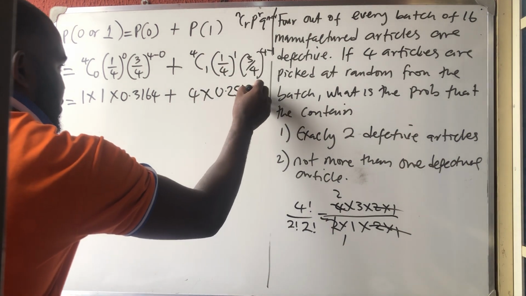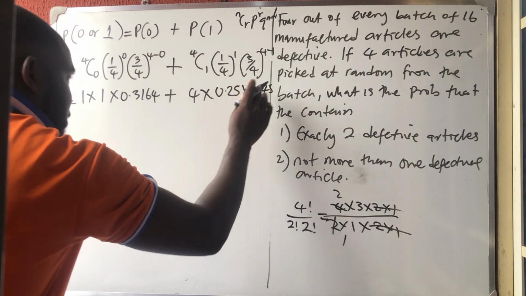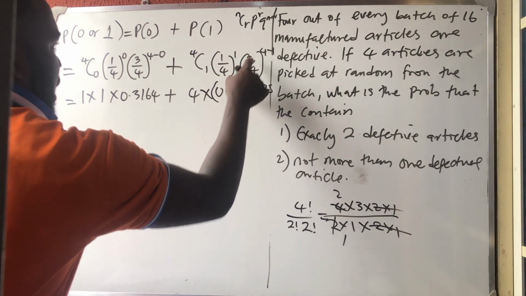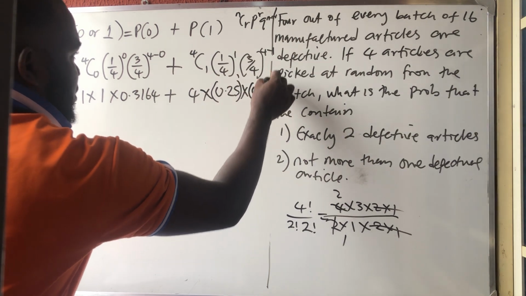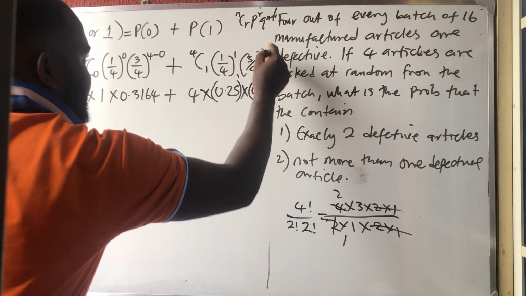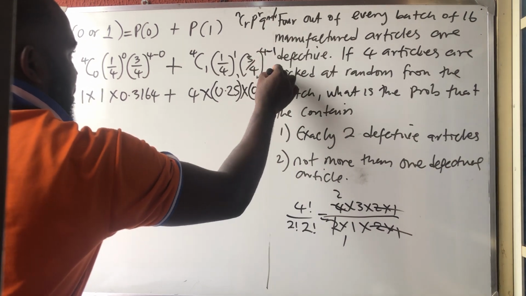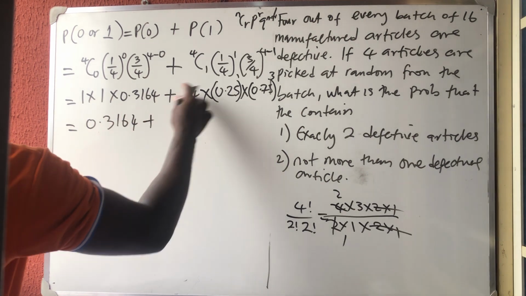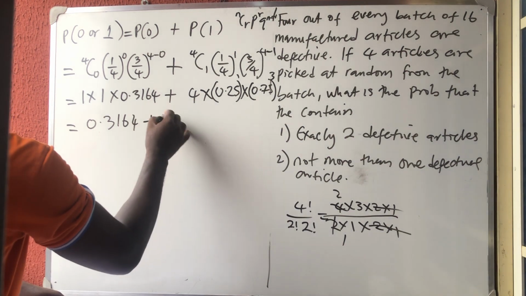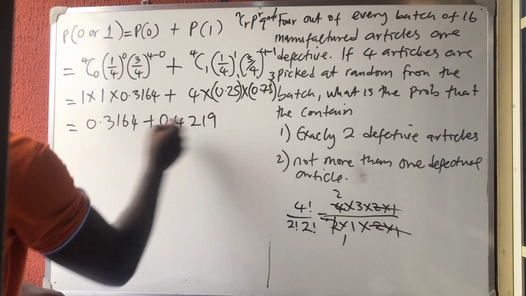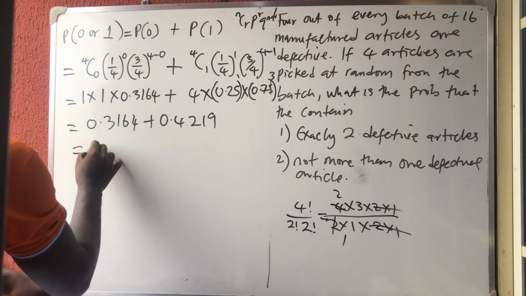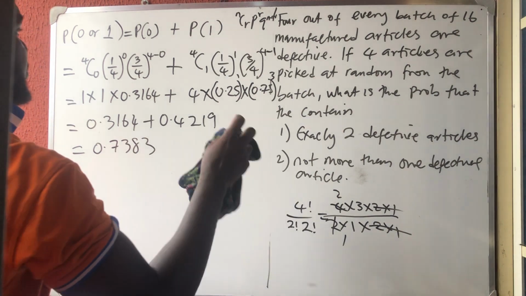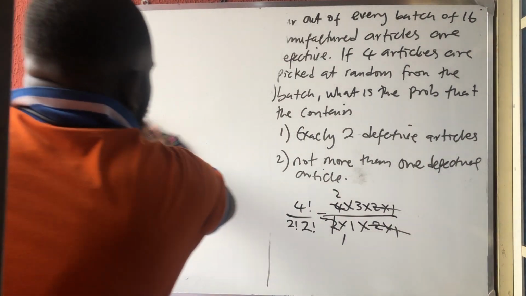So you now have 0.75 raised to power 3. This one is raised to power 1, and 3 over 4 means 0.75 raised to power 3. So if you multiply everything here, you're having 0.3164 plus 0.4219. Okay, so if you now add, you're having 0.7383. Okay, so that is that. So you see, this is very, very simple.